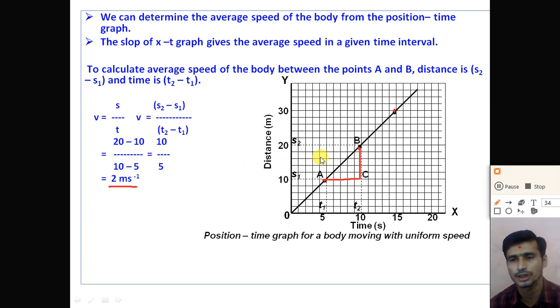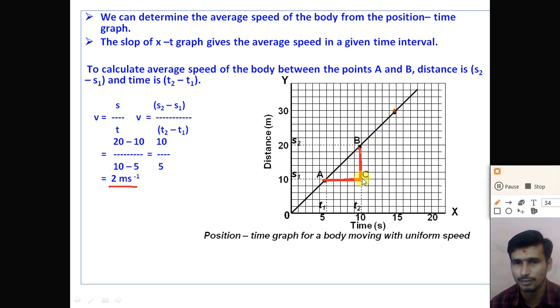the position-time graph. The slope of the position-time graph gives the average speed or average velocity in a given interval of time, right? So to calculate the slope, we take any two points on the graph and draw a perpendicular line on the x-axis as well as the y-axis. So we get A, B and C. So slope is equal to BC divided by AC, y divided by x.